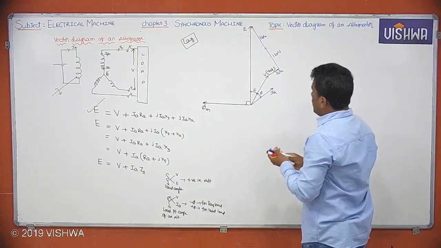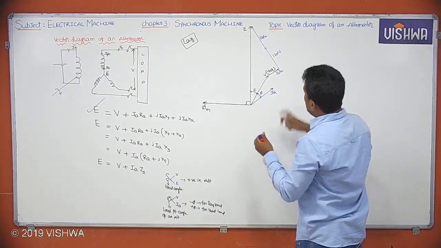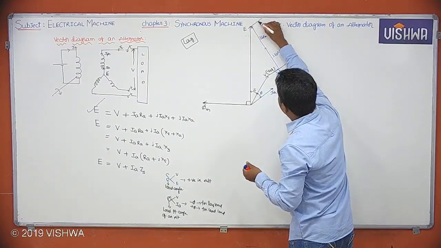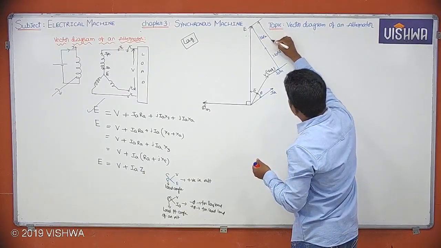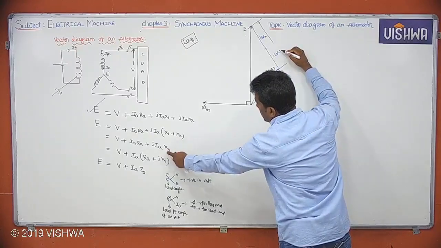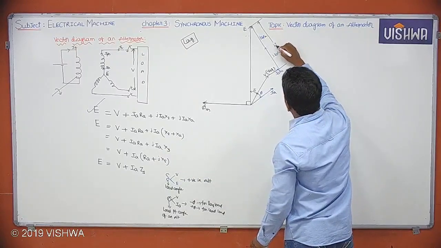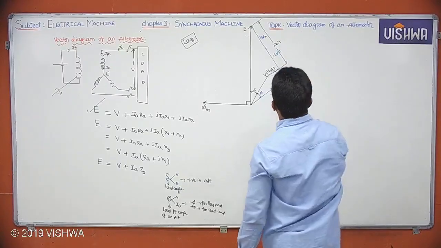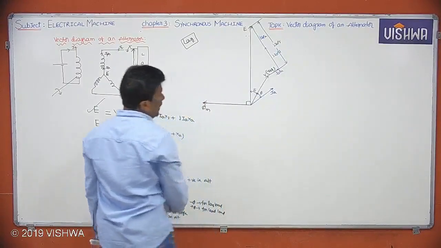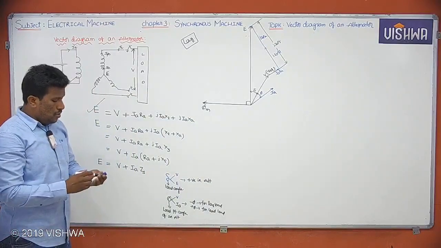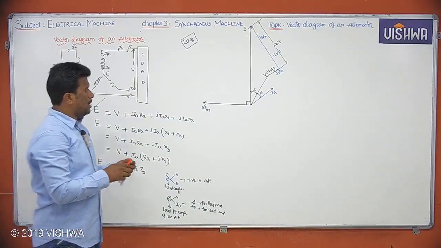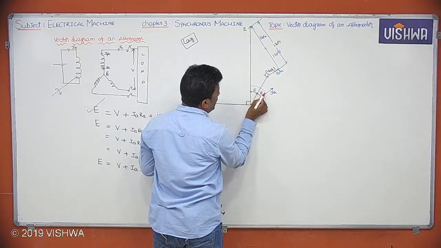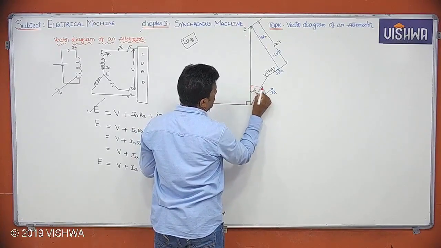Please tell me, what about this total value? jIA XL plus jIA XA gives you how much? Right, tell me. XL plus XA is XS. jIA XS is the total drop term. Is it clear? Now, observe clearly, guys. The angle between E and IA is nothing but psi.